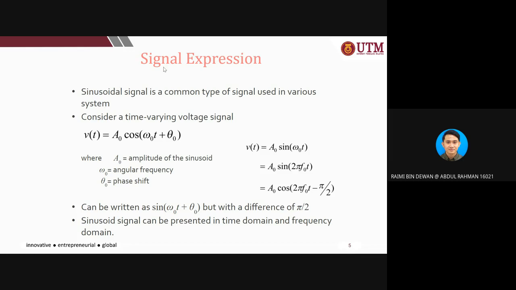So you see here is the signal expression. A sinusoidal signal is a common type of signal used in various systems. Consider a time-varying voltage signal, V(t) = A naught cos(omega naught t + theta naught). Later on in subsequent lectures, you cannot write it simply as small a, because it has meaning.